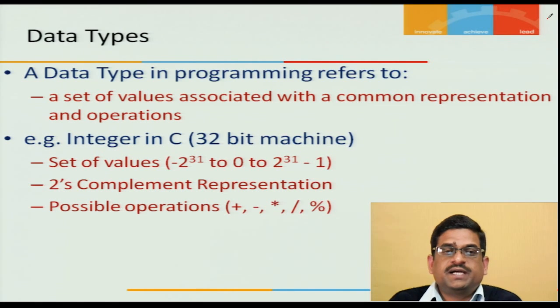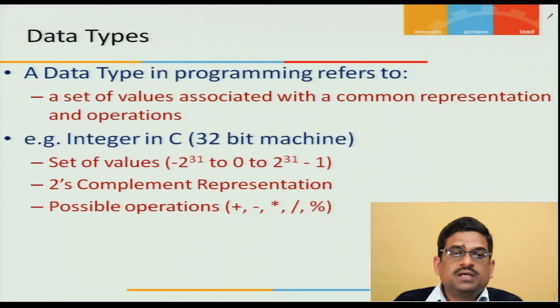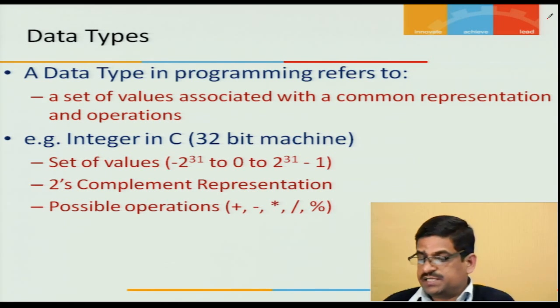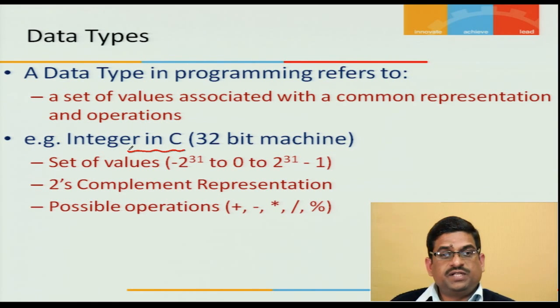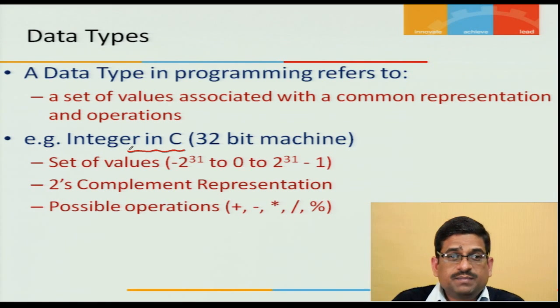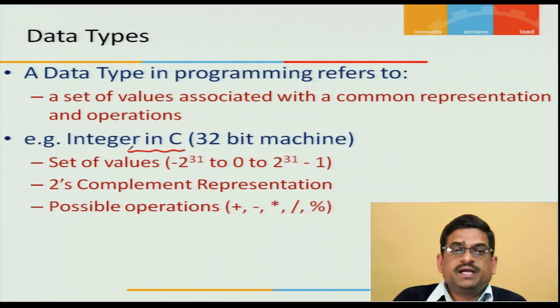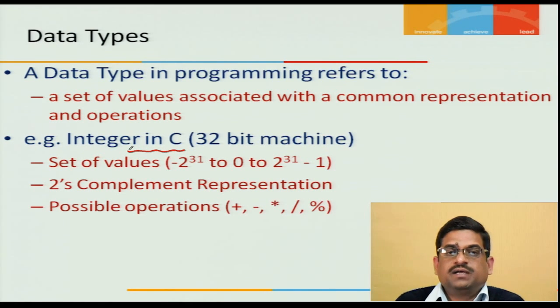If you say my data type is integer, let's say in C programming, which is what we are doing in this course, integer is one type of data type in C. Integer defines the set of values I can represent, what my representation is, and what operations I can do. For any data type, these things are fixed, or specified.